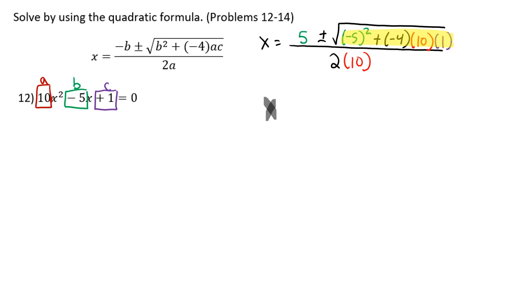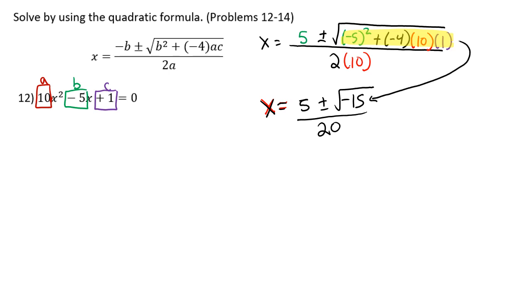You're going to get the number x equals 5 plus or minus the square root of -15 over 2 times 10 is 20. Once again, if you do not put parentheses around this number when you type it into the calculator, it is going to give you the wrong answer. Please be careful. Make sure you're using parentheses.